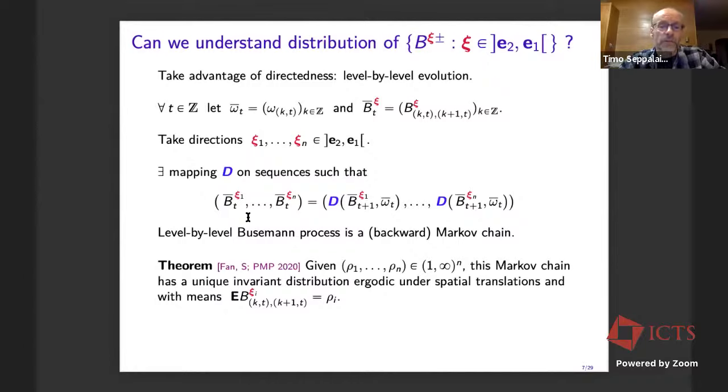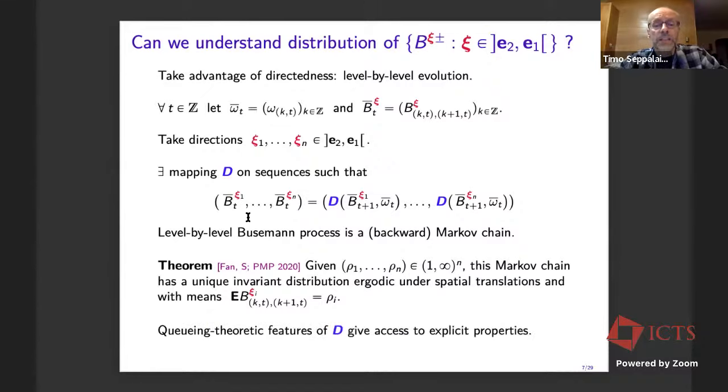So here's a little theorem from my paper with Louis Fahn that if you fix the means, then this Markov chain has a unique invariant distribution that's ergodic under spatial translations. And so this gives us a starting point. So now, if we can figure out invariant distributions for this Markovian evolution, we know something about the distribution of the Busemann functions.